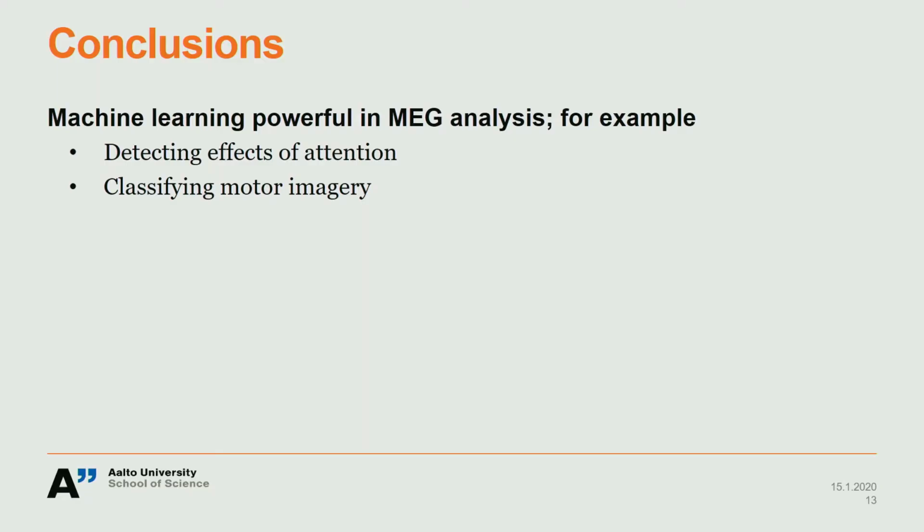Right, so from these observations, I would like to conclude that, first of all, machine learning approaches are a powerful tool in extracting important information from MEG and also from EEG recordings. We can detect the direction of selective attention, for example. We can classify motor imagery, which I didn't talk about, but that's also one thing that we've been doing.